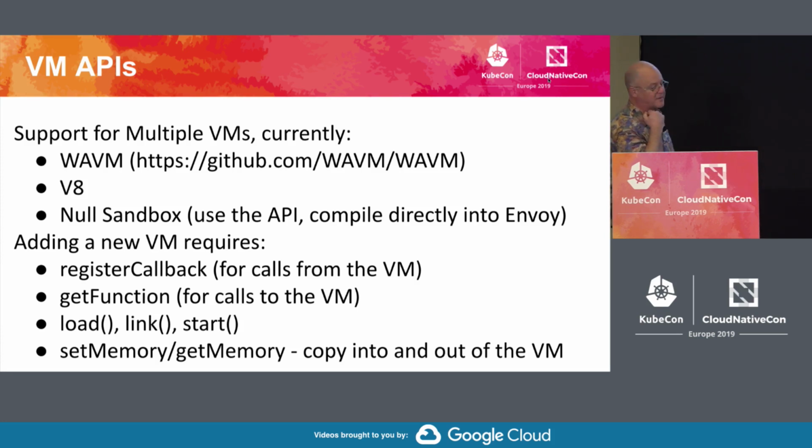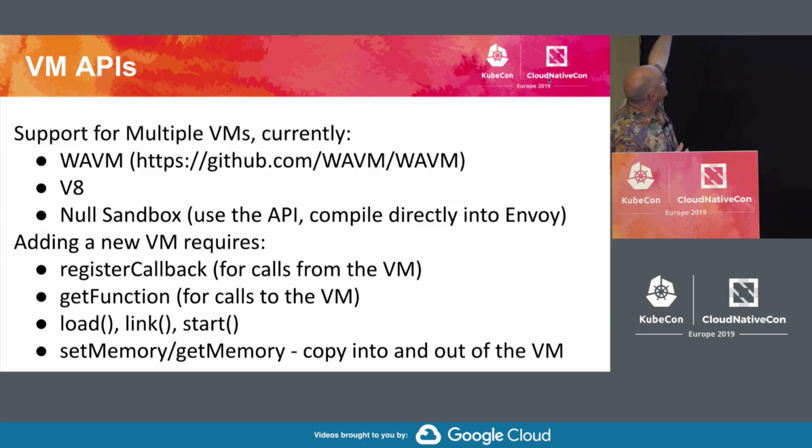Next, we've got the VM APIs. It's really only important for somebody who wants to add a new VM. Currently, we support WAVM, V8, and the null sandbox, which allows you to compile directly into Envoy. And if you want to add a new VM, for instance, you're into Cranelift and you really want to put that one in, there's only a few things that you need to do.